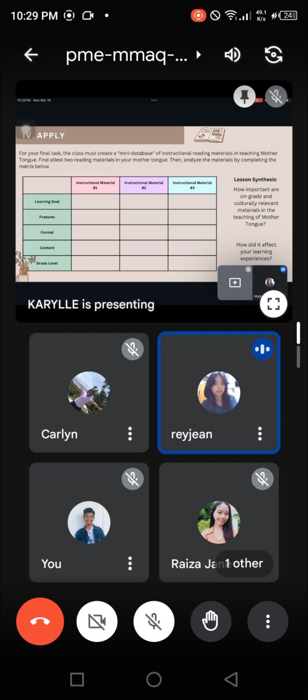For the format, we could use a paperback book or digital ebook. As for the content of this story, the story follows the journey of a young prince who travels from planet to planet, meeting various life lessons along the way. It explores themes of love, friendship, loneliness, and the nature of human existence. As for its grade level, it is more suitable for upper elementary, like grade 5 and grade 6. And now, it's your turn. Provide a reading material and answer the table provided.